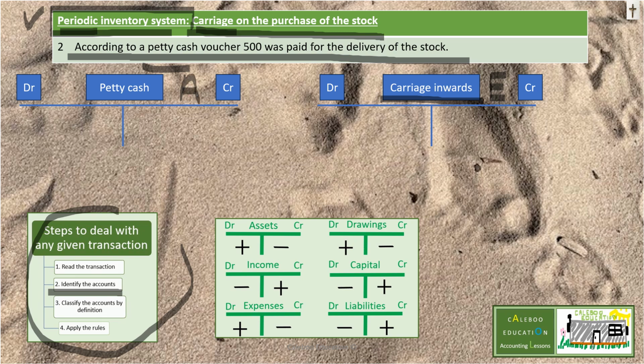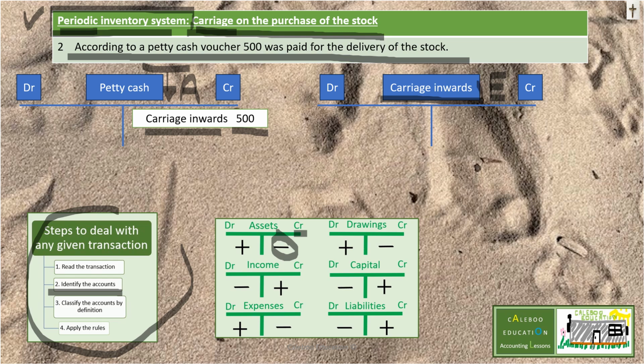Now we apply the rules. What happens to the petty cash account? The petty cash has decreased. A decrease in assets, the account gets credited. You really need to go and check my video on the accounting rules so you become an expert. So petty cash is credited. The name of the contra account is carriage inwards and the amount is 500.